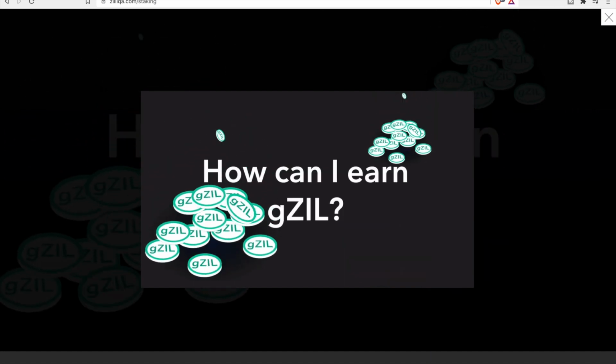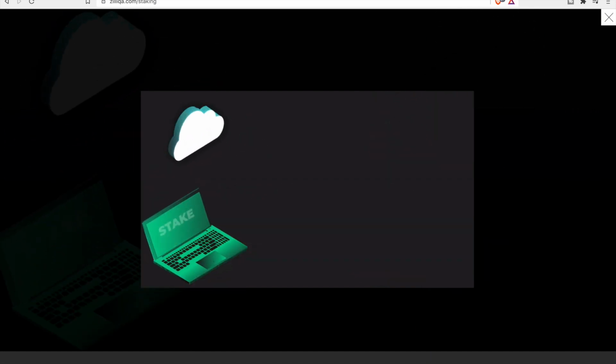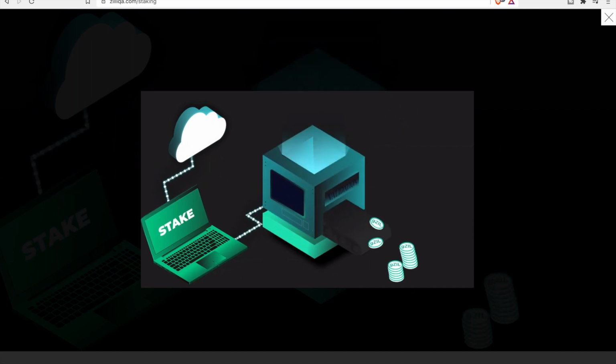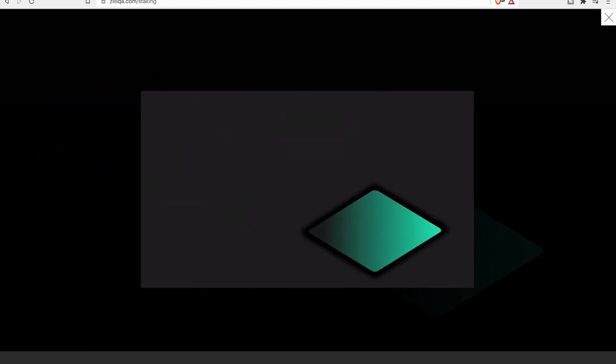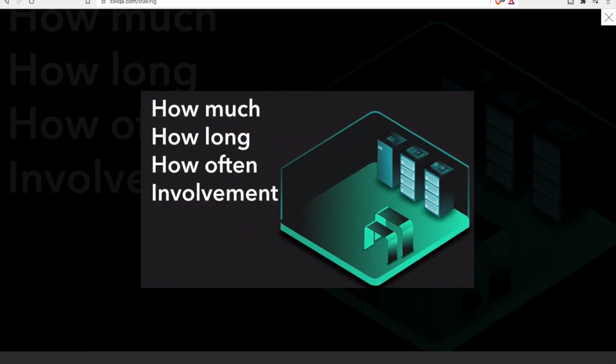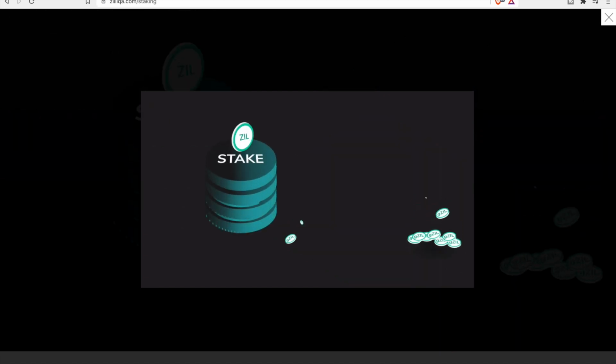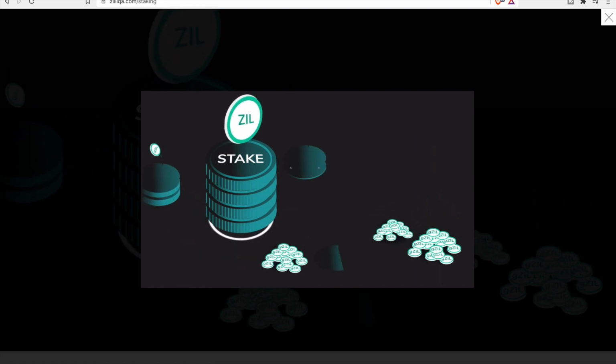How do you earn GZIL? As mentioned, GZIL will be distributed to users alongside staking rewards. Only for a limited time, ZIL earned as a staking reward, a medal right there, GZIL baby, will be issued. The ZIL rewards you receive depend on how much you stake, how long you stake for, how often you engage with our network, and how and when you get involved. It's simple. To get GZIL, start staking.